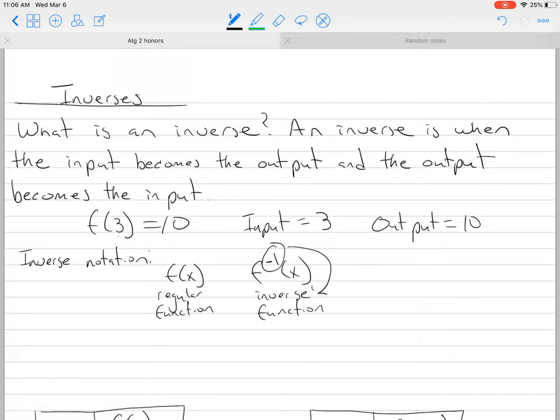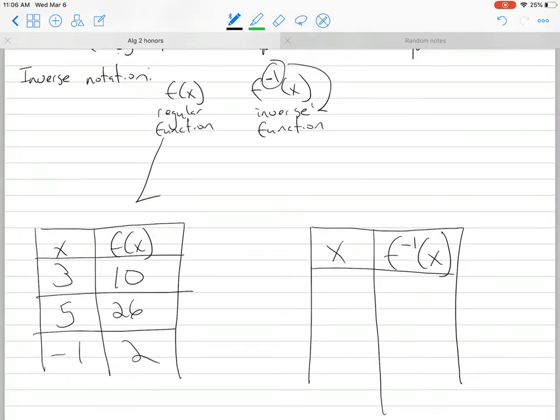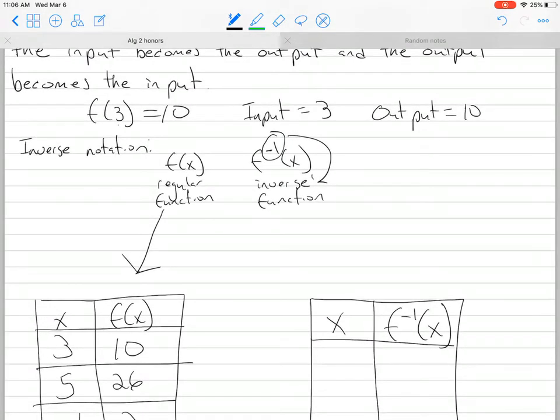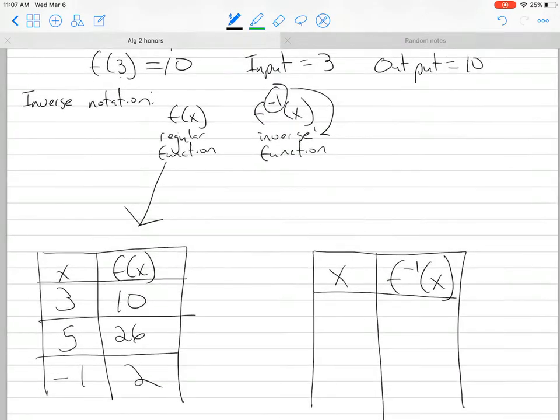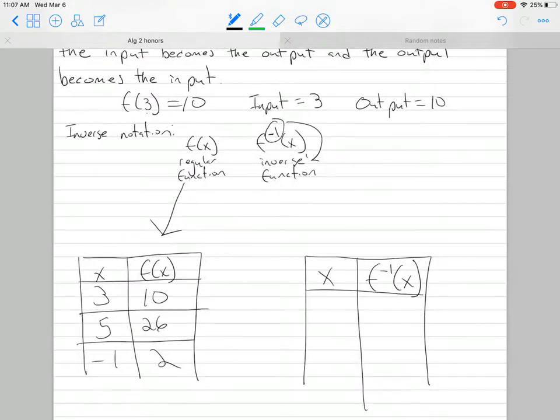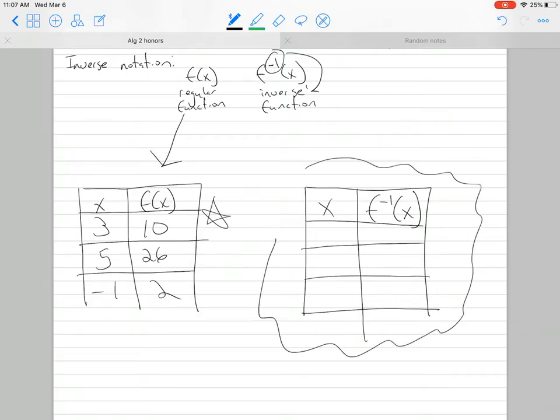So I'm going to do a table. Here's my regular function. I get x is 3, f of x is 10. In this situation, I'm going to give you some more values. x is 5, 26, and negative 1, 2. So this is from my original equation. What would you think the inverse table from this equation would be? If f of x is this table, fill out what you think this second table is going to be.